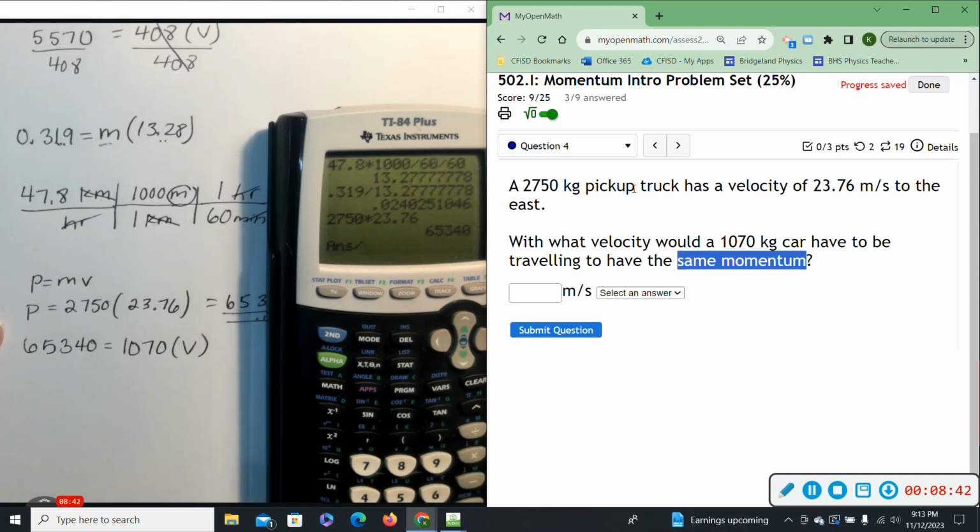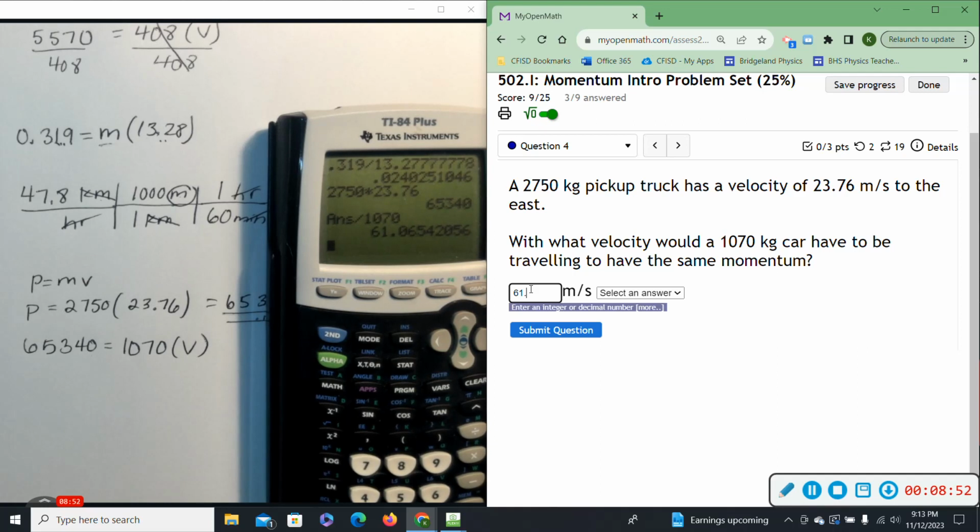So answer divided by 1,070 gives me a velocity of 61.065. And you can type those digits out. You don't have to round to 2 places. If I did, I'd have to do 61.07. You do have to round correctly. And again, this one up here was going to the east, so this needs to also be going to the east.